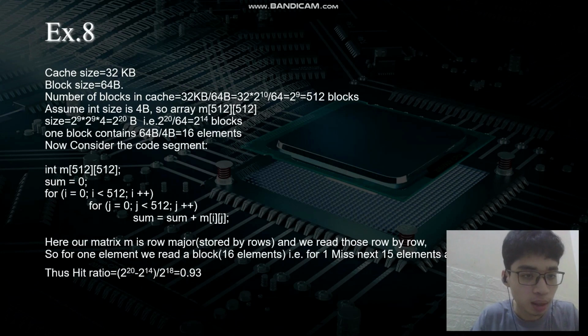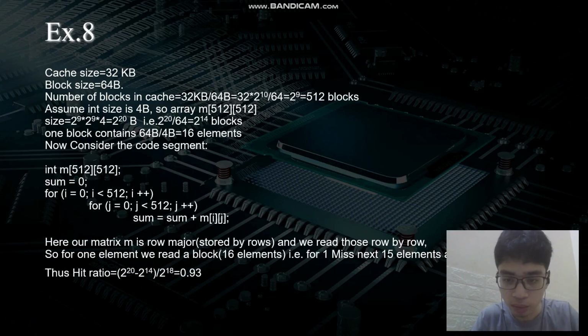512 by 512 size equals 2 to the power of 9 times 2 to the power of 9 times 4, equals 2 to the power of 20 bytes, which equals 2 to the power of 14 blocks. One block contains 64 bytes divided by 4 bytes, equal to 16 elements. Now consider the code segment. In the following code segment, our matrix M is row major, stored by rows, and we read row by row. So for one element we read a block, 16 elements.